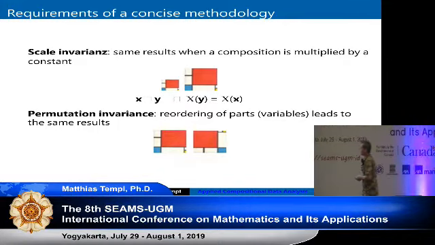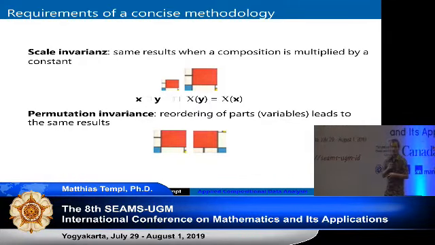Some requirements are, for instance, scale invariance. If you multiply one observation in your data set with a constant, the results of your multivariate analysis should not change, because the ratios still are the same if you multiply the whole observation, and only the ratios are important. Permutation invariance: we can reorder the parts, the variables, and the result should not change.